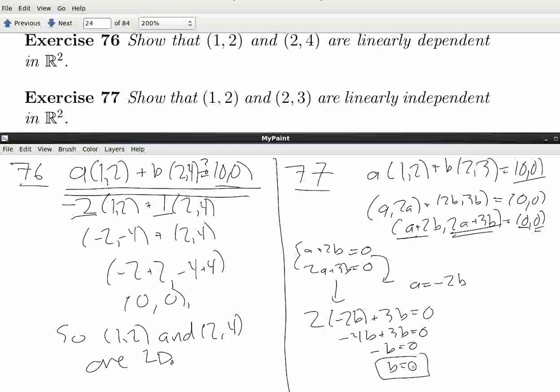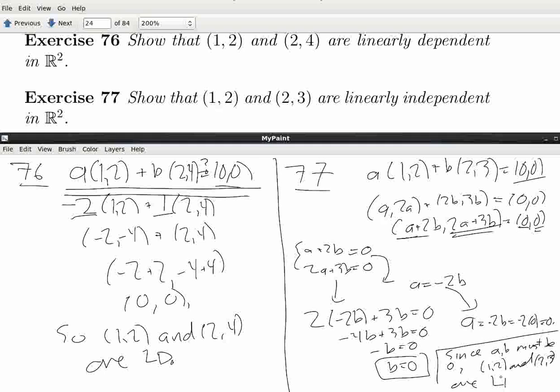But I'm not done because it could be at this moment that A is not equal to 0. If A could be anything that is not equal to 0, even if B is 0, it would be linearly dependent. But I know that A is equal to negative 2B, which equals negative 2 times 0 equals 0. So since A and B must be 0, 1, 2, and 2, 3 are linearly independent.